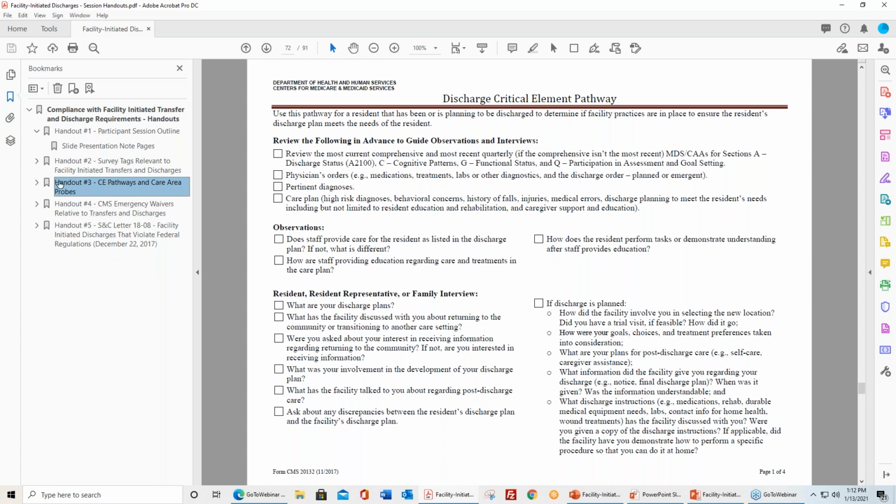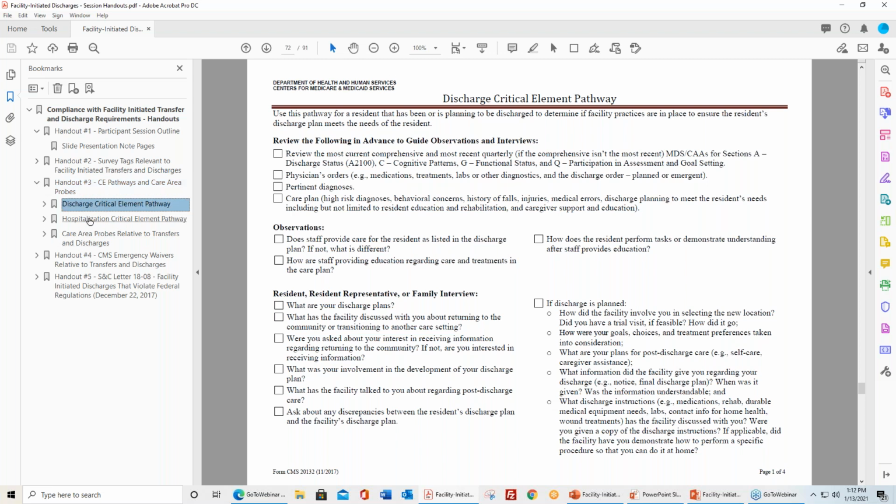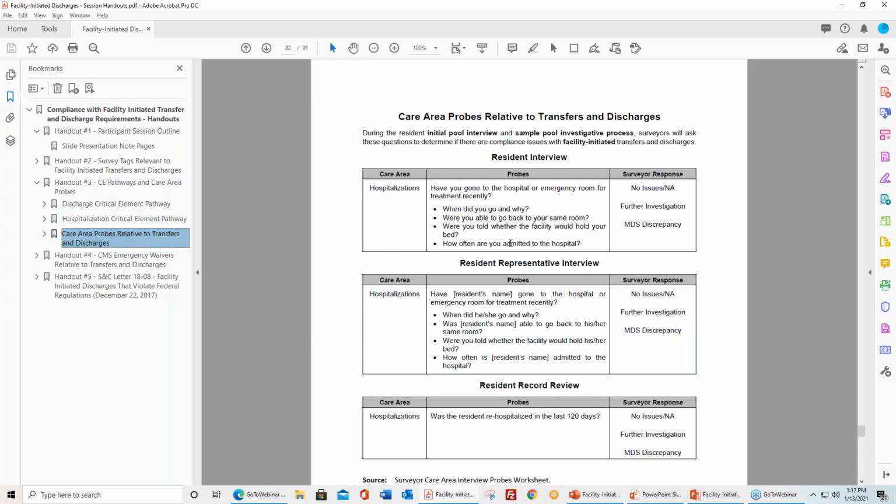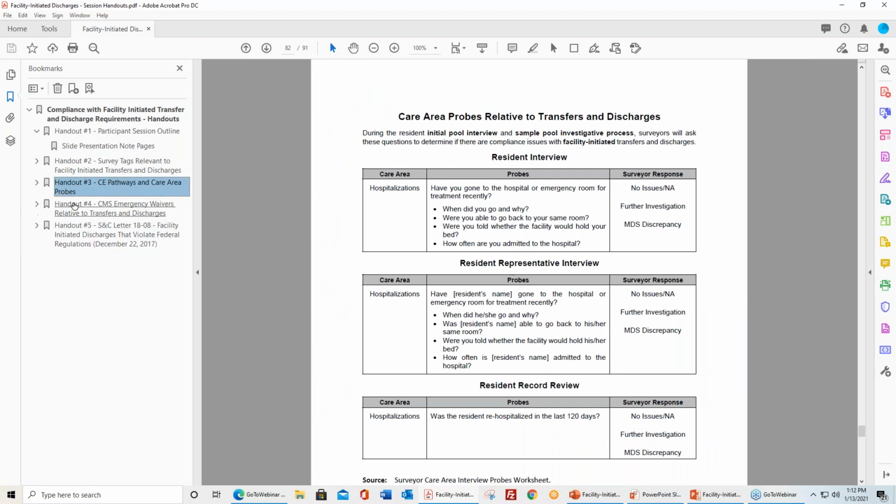And there's 2 of them. There is the discharge critical element pathway and the hospitalization critical element pathway. And then the care area probes that we will look at. And we will look at each one of these documents.